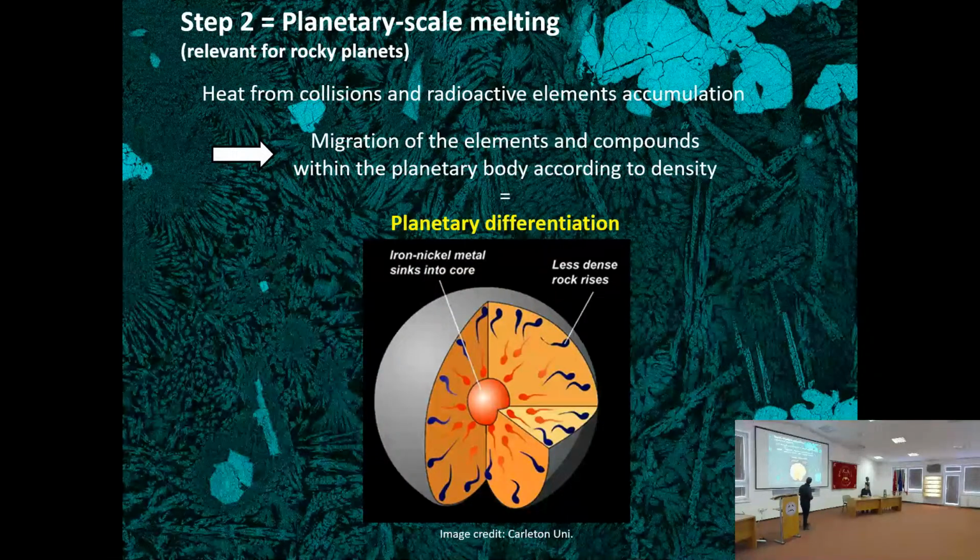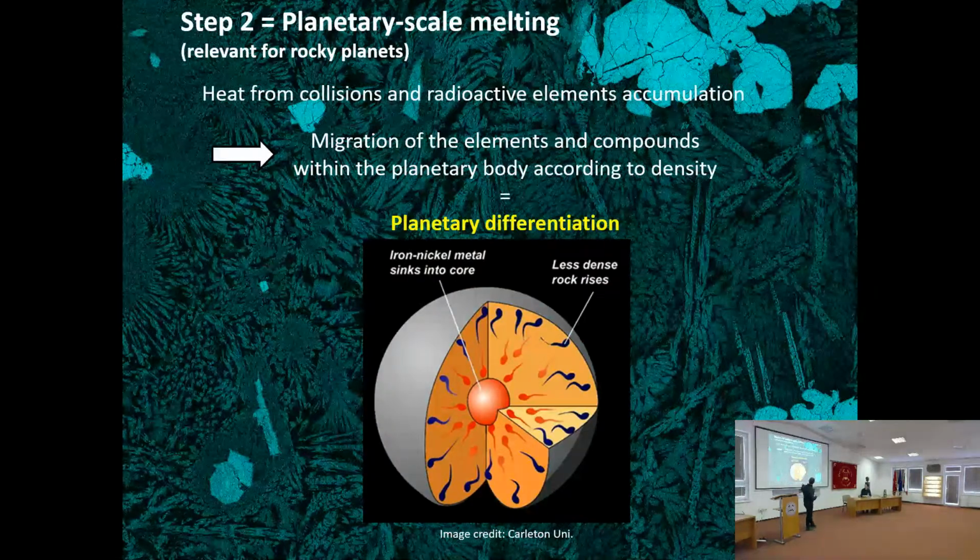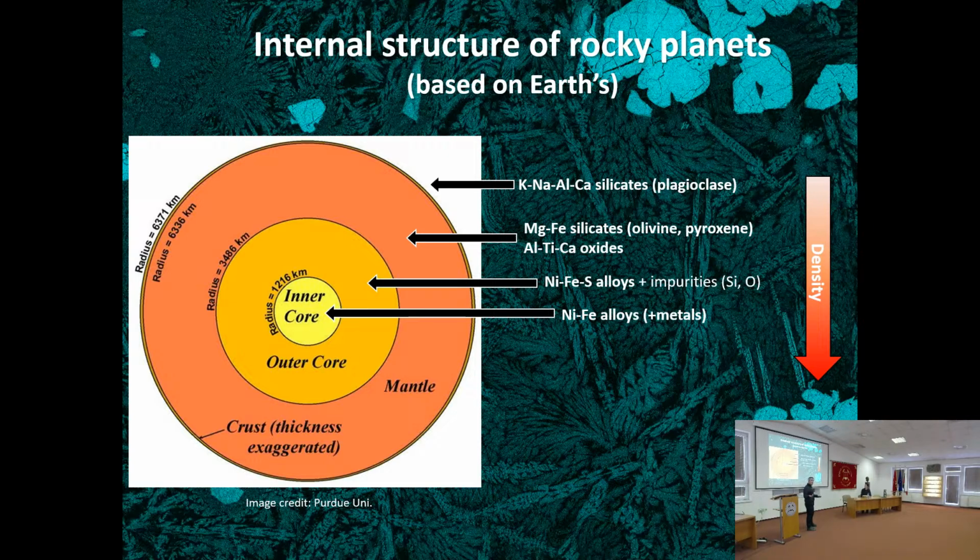We have heat from the collisions, and we have also heat coming from the radioactive materials, the radioactive elements, sorry. And what happens? You have migration of the elements, compounds, minerals, according to their density. They migrate within the planetary body. That's the planetary differentiation. And then eventually, we have a structured object.